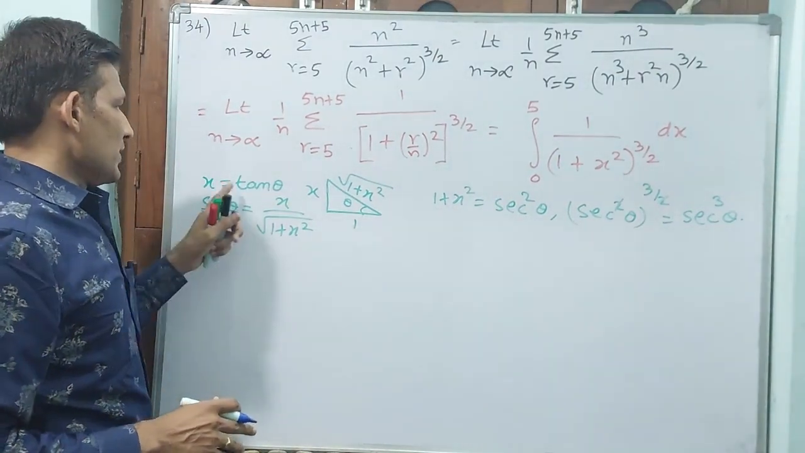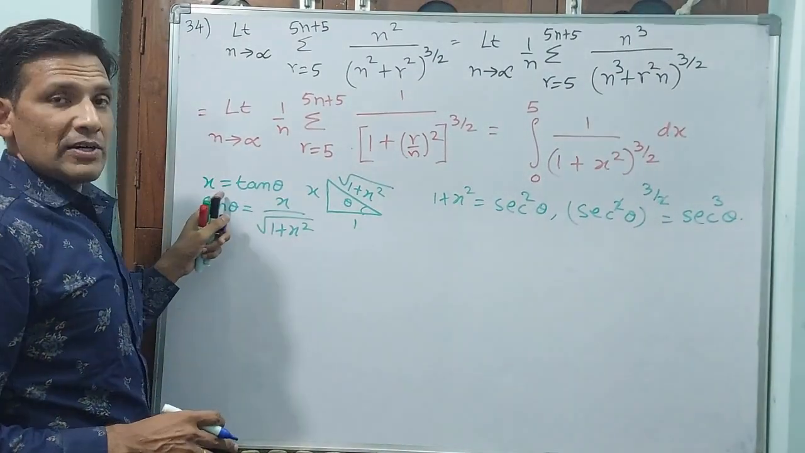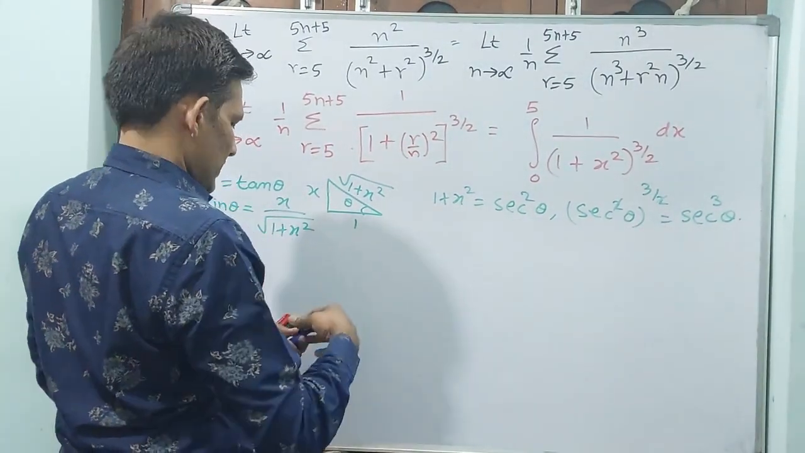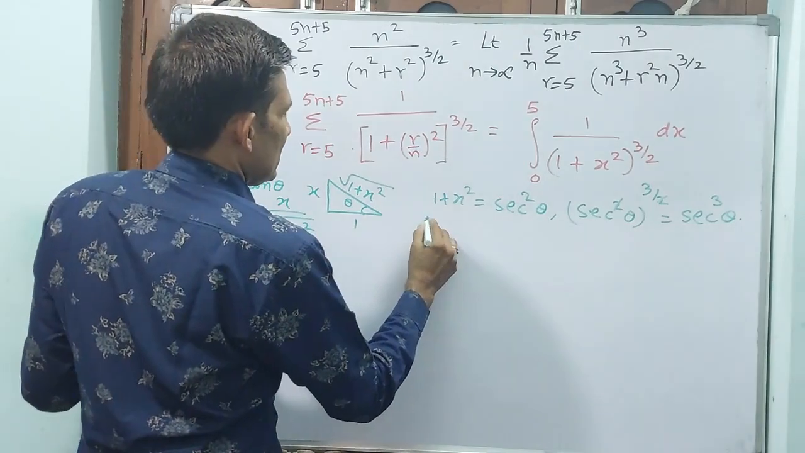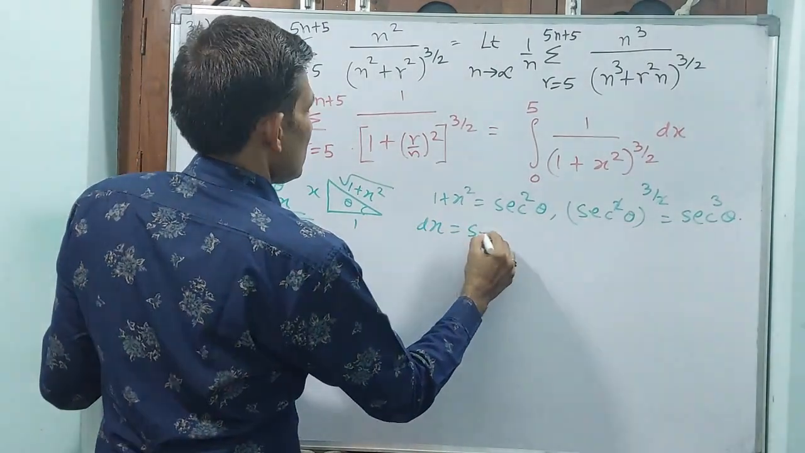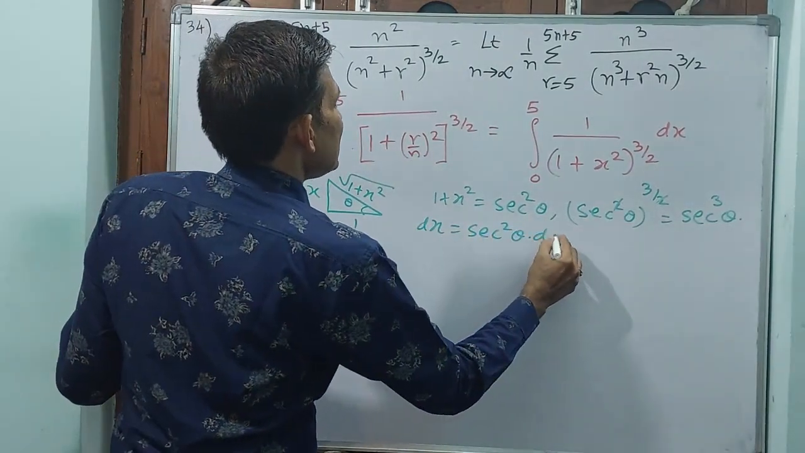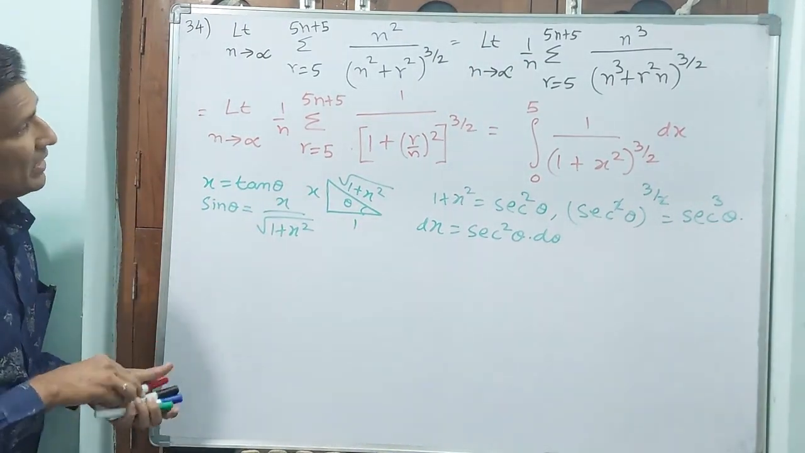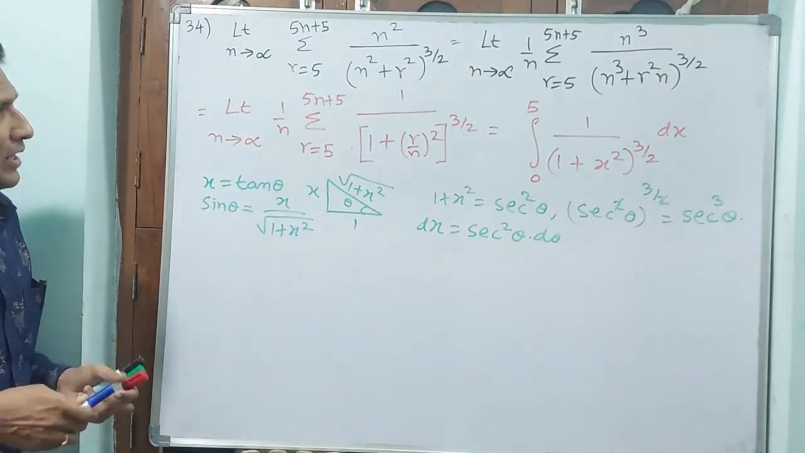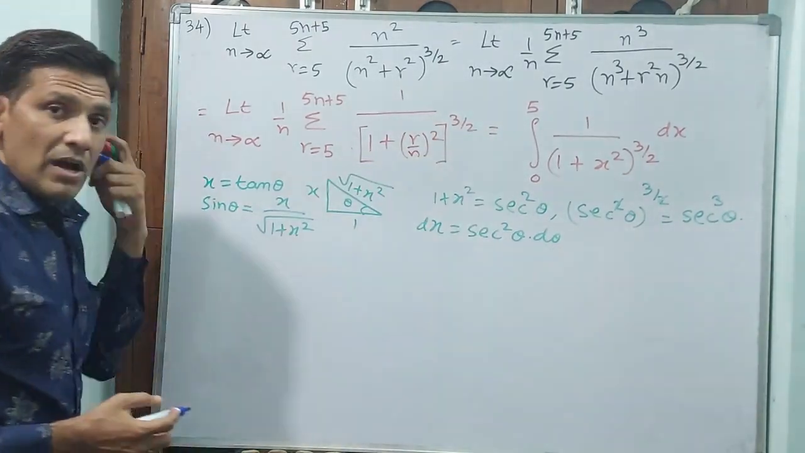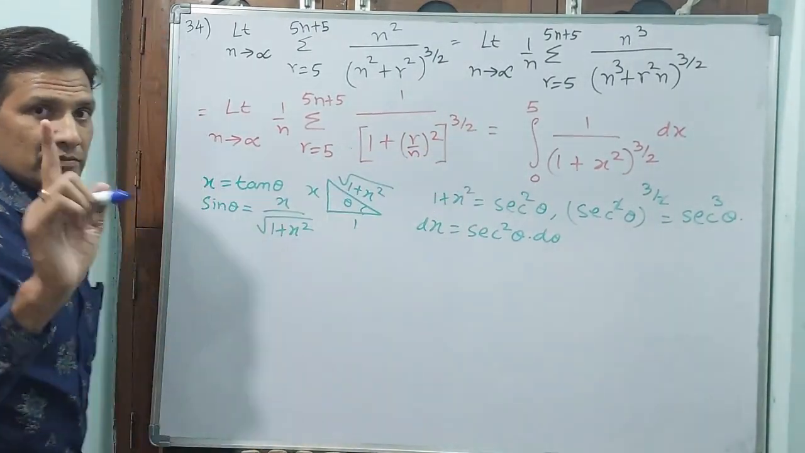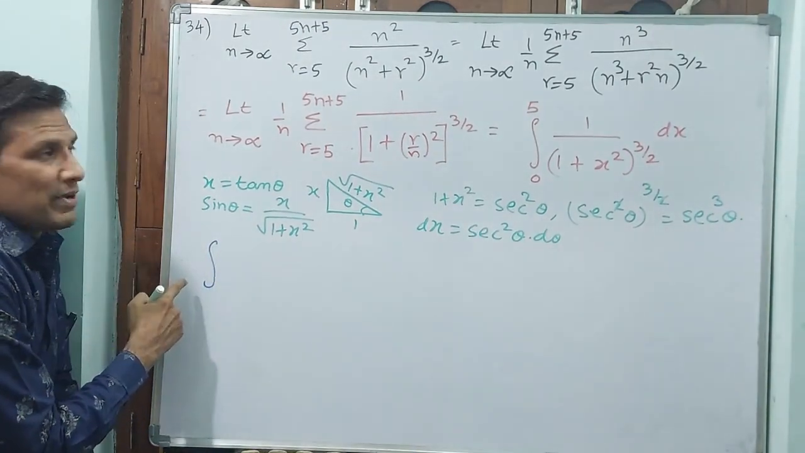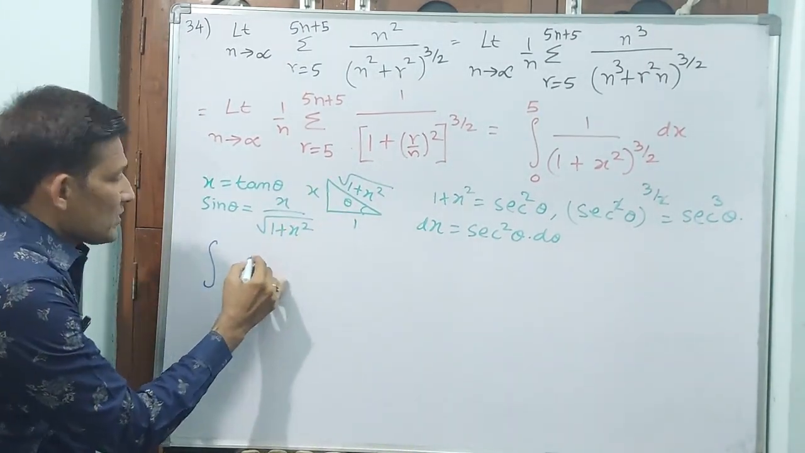Now x is equal to tan theta, so what about dx? Write down: dx is equal to secant square theta d theta. Why? Because d by d theta of tan theta is secant square theta. Now come back and change this. I am not applying limits. Carefully observe, limits I am not changing. Let it be limits.